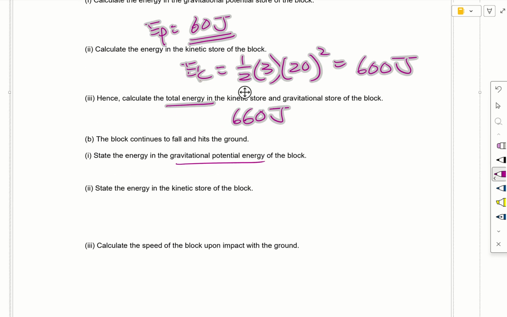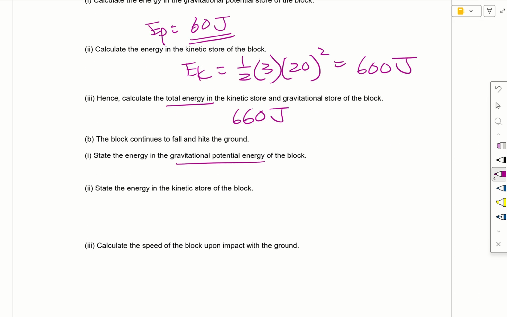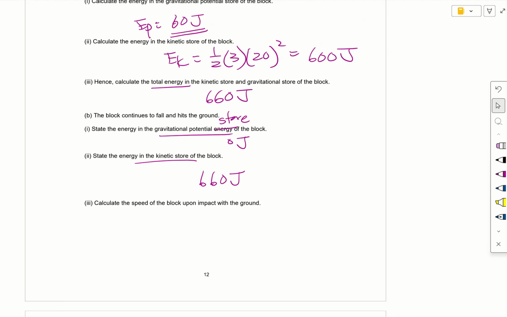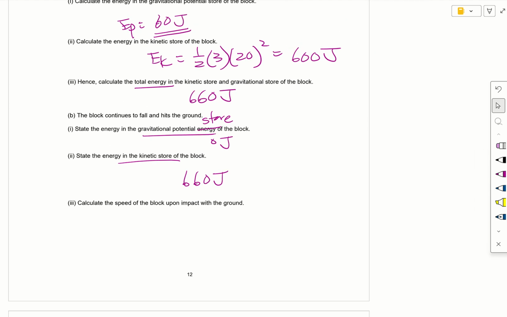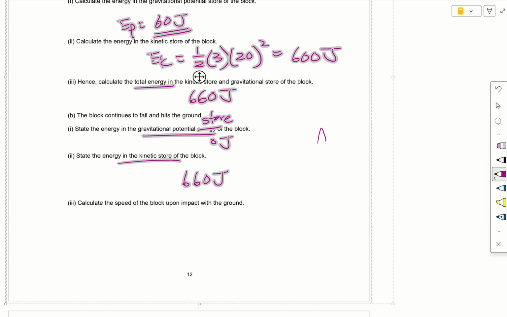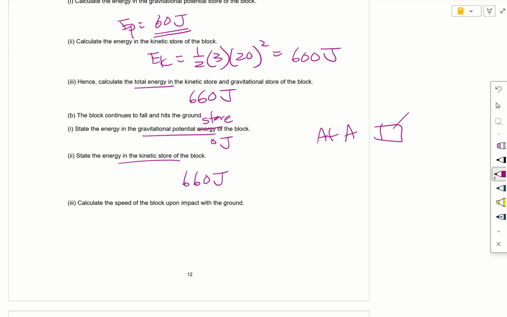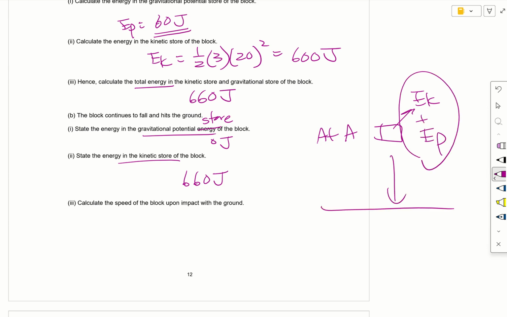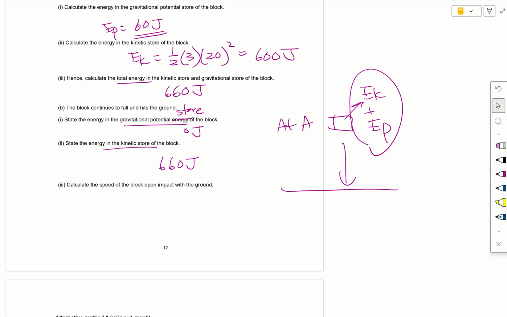State the energy in the gravitational potential store. Okay, so it will be 0 joules now. So what's the energy in the kinetic store? 660 joules, right? Because at A, we have both EK and EP. So when it hits the ground, it is still a sum of these two. Just that there will be more energy in the EK.